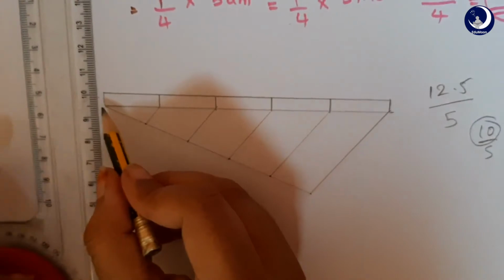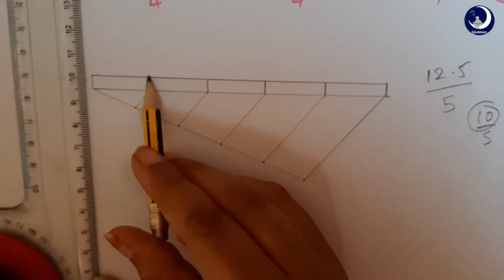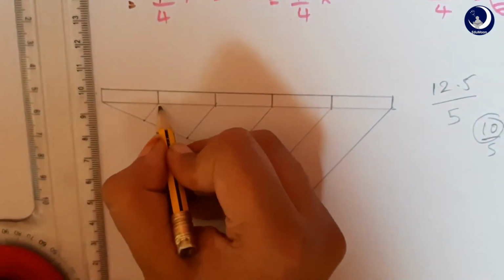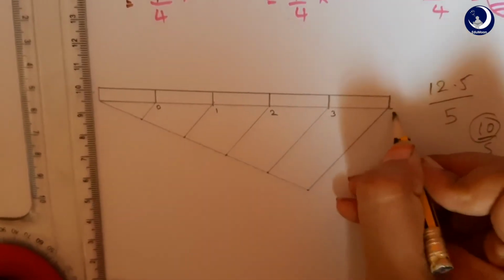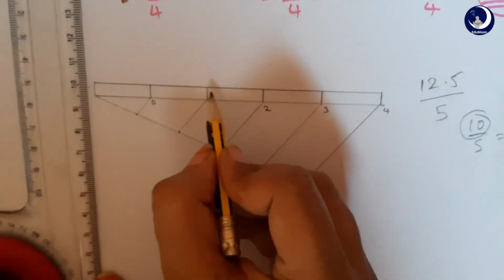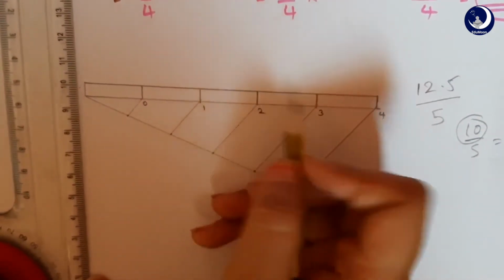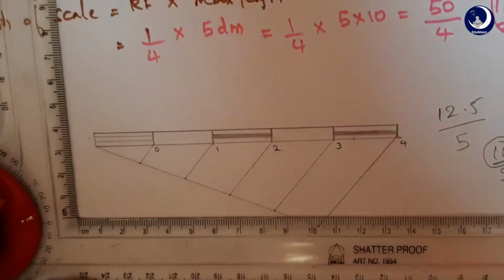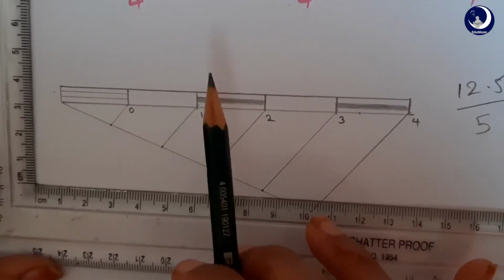As we discussed, the first part of the scale will represent the smaller units, and the 0 will start from here, not here. So I'm going to mark it 0, 1, 2, 3 and 4. And alternate parts will have shaded lines. So I have shaded alternate parts using a 2H pencil.